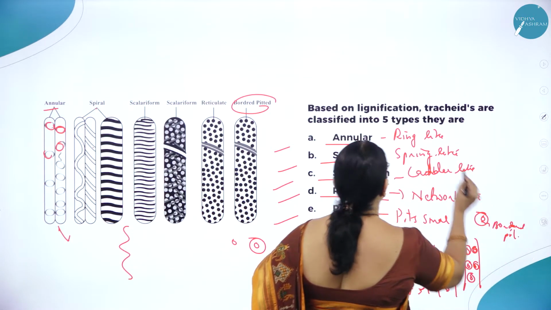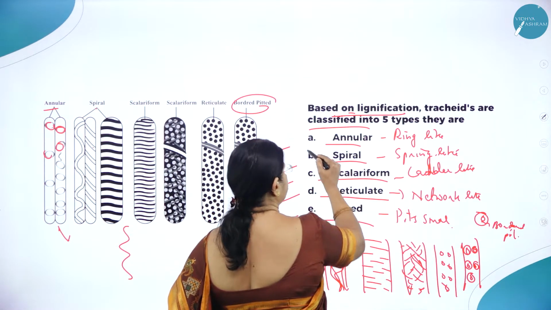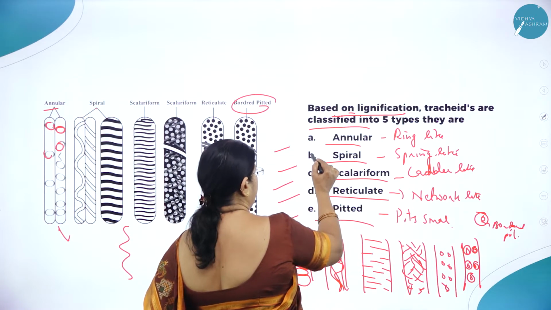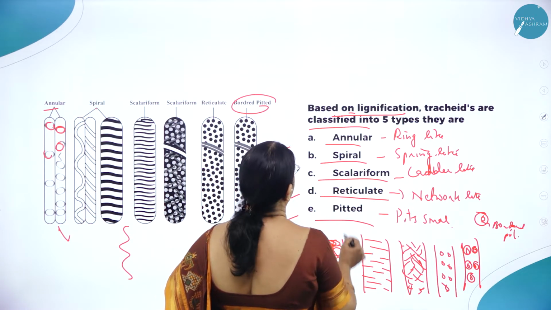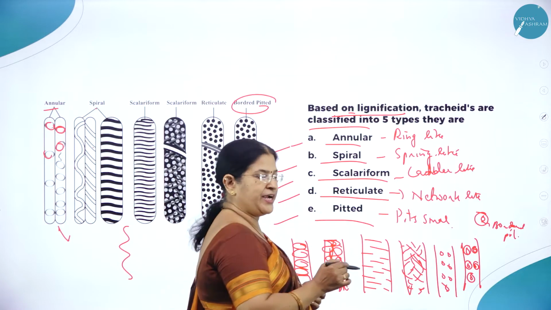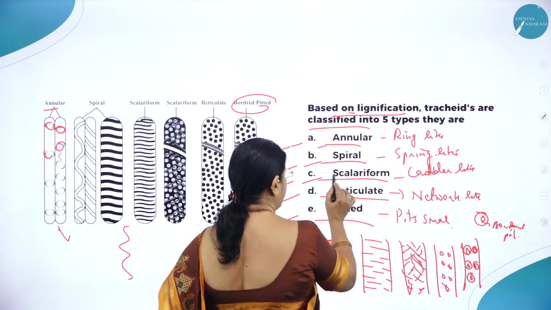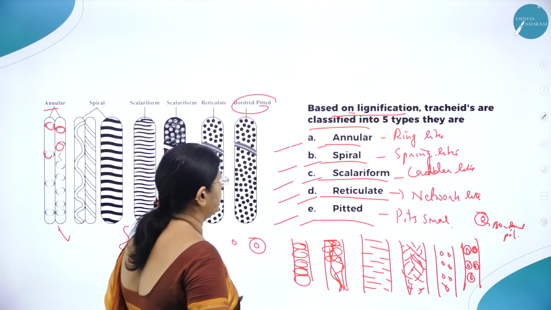So based on lignification, that has been broadly classified into 5 types: annular, spiral, scleriform, reticulate and pitted.